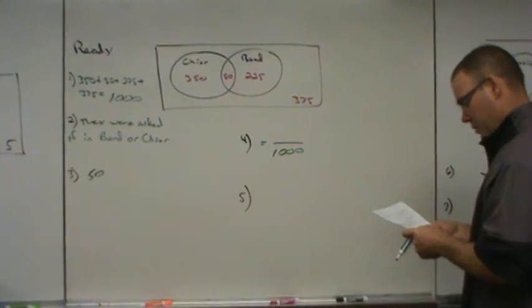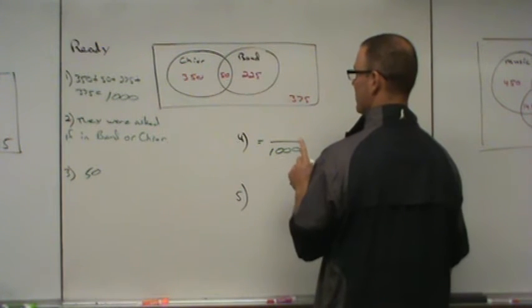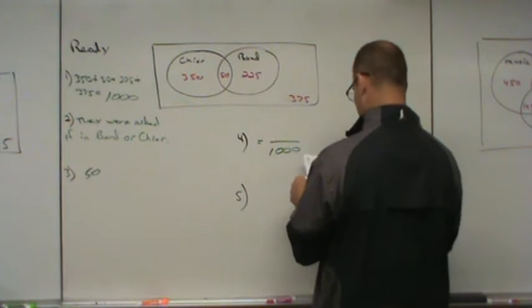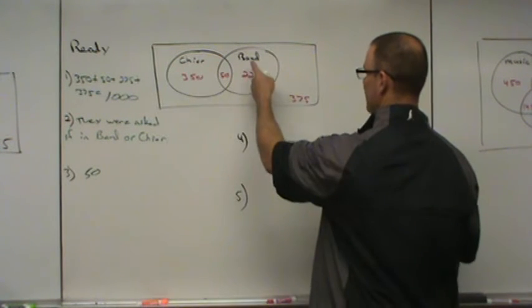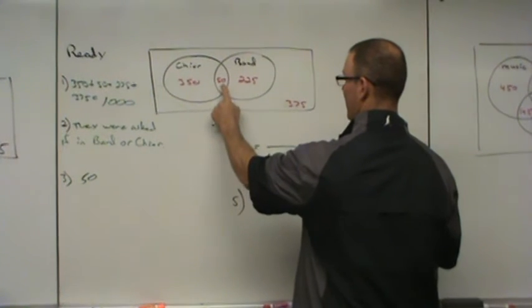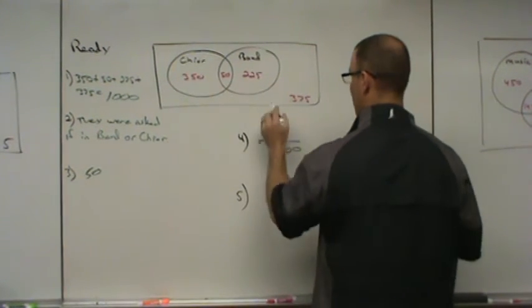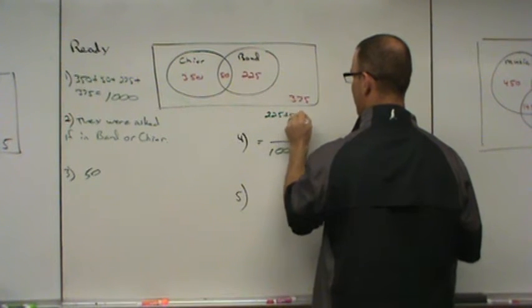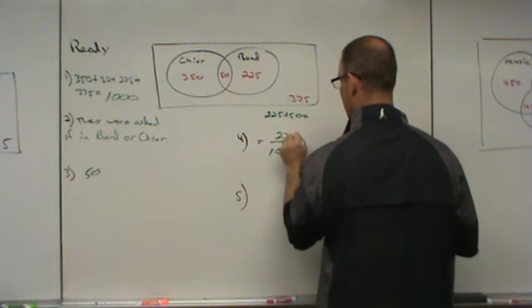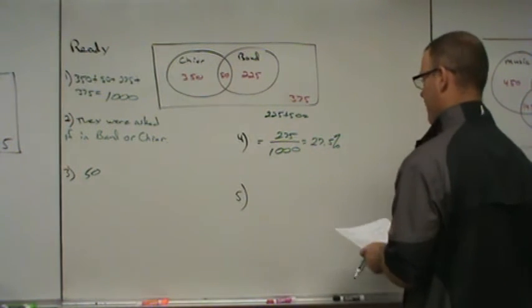Okay, and what is the probability that they are in band? How many people are just in band? It doesn't say band, choir, this, that, whatever, but in band. Well, if they're in this overlap, technically they're in band, right? So that is going to give you 225 plus 50, which equals 275, which is 27.5%.